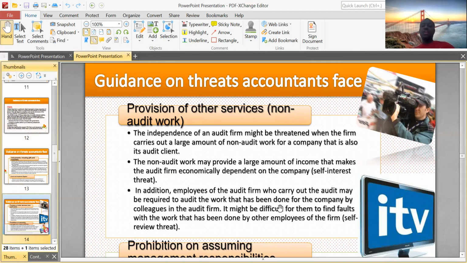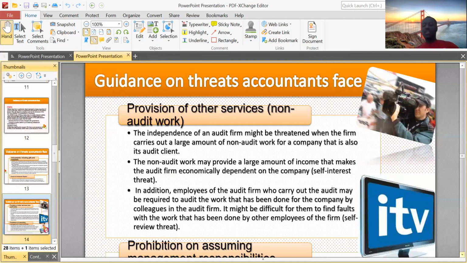In addition, employees of the audit firm who carry out the audit may be required to audit the work that has been done for the company by colleagues in the audit firm. It might be difficult for them to find faults with the work that has been done by the employees of the firm. So there's a self-review threat here. For instance, in doing their work on non-audit services, a situation may arise where the employees who are auditing the clients may have to review non-audit work. And in that case, as natural as human beings are, they'll try not to find fault with their own work. And so that creates a self-review threat.